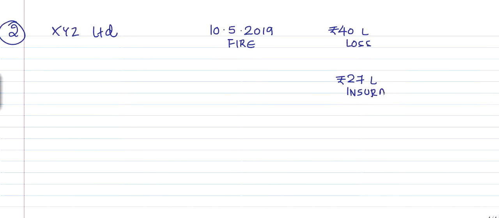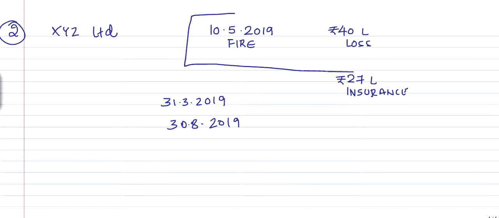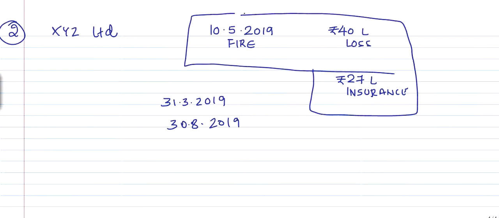Insurance recovery of 27 lakh is expected. The financial statements for the year ending 31st March 2019 were presented on 30th August 2019. So ICAI asked, how should it be shown? What is the effect on the balance sheet date? How is it shown?